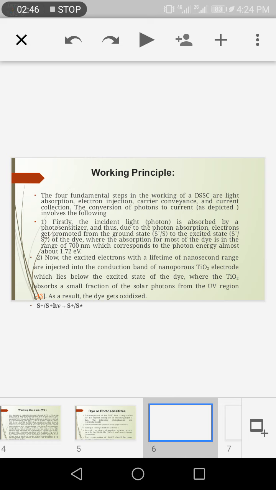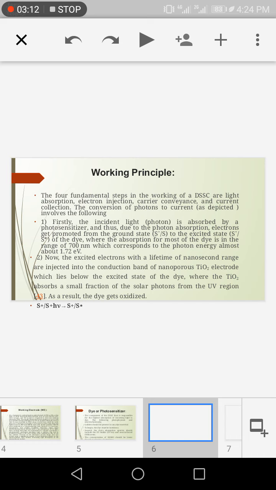Then the next topic is the working principle. The four fundamental steps in the working of a DSSC are light absorption, electron injection, carrier transport, and current collection. First one is that the incident light is absorbed by the photosensitizer, and due to photon absorption an electron gets promoted from the ground state to the excited state, where the absorption for most dyes is in the range of 700 nanometers.